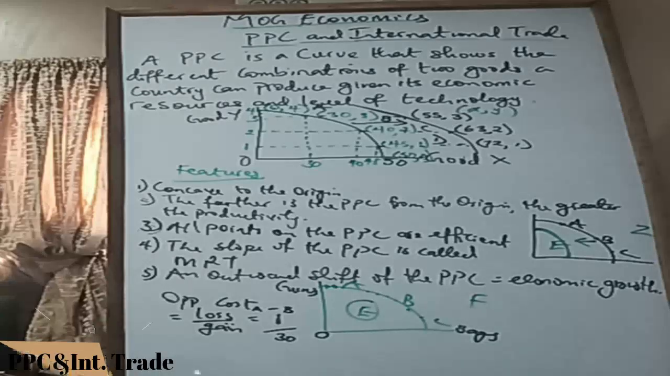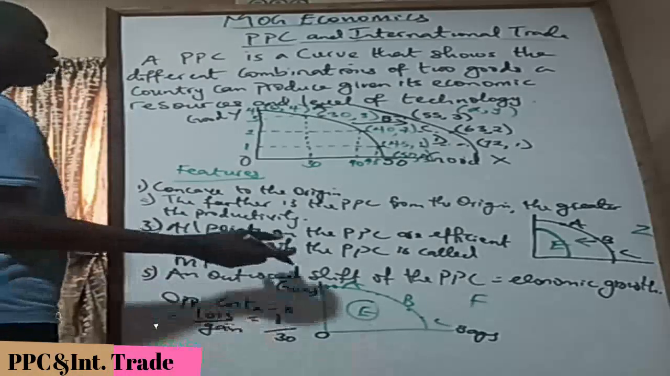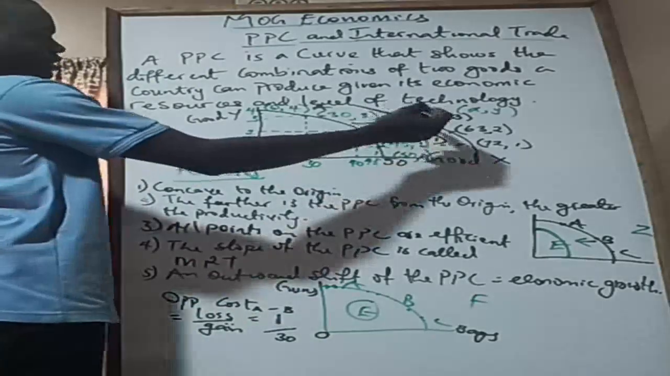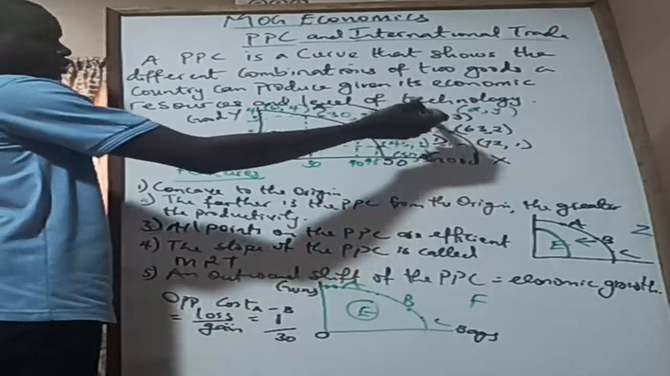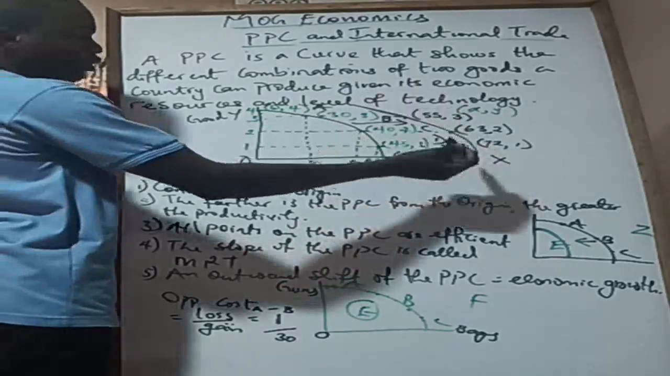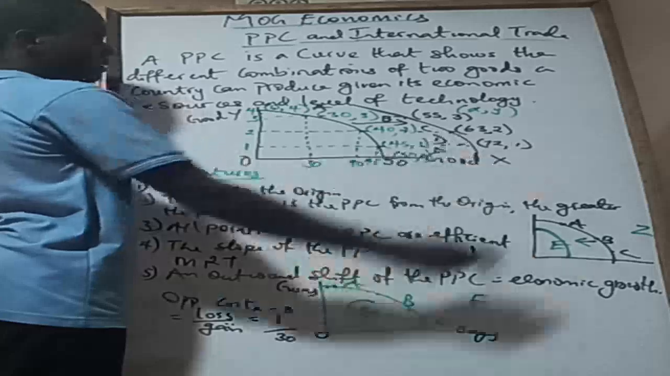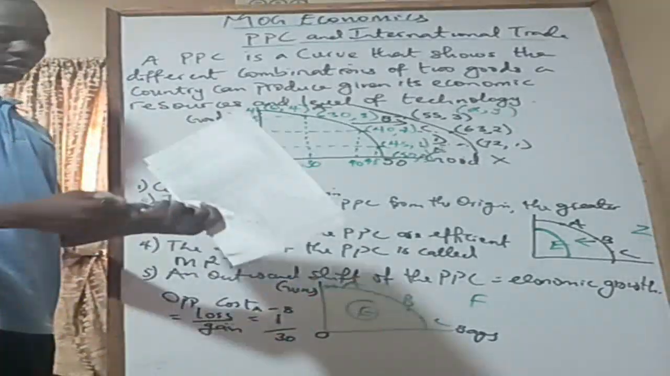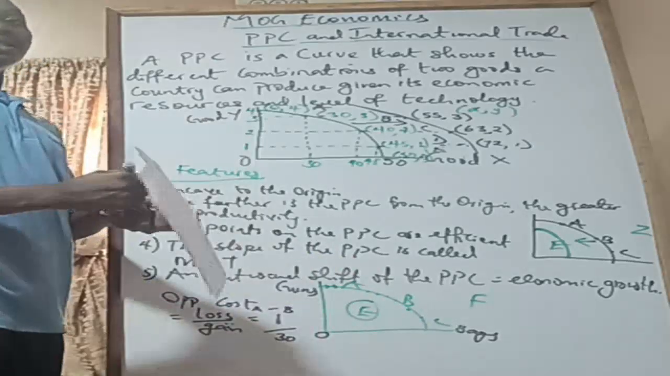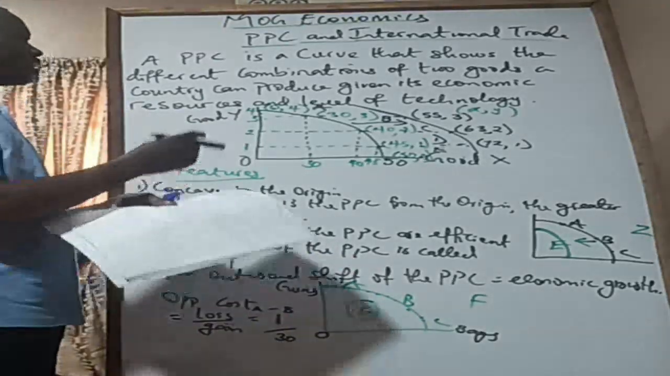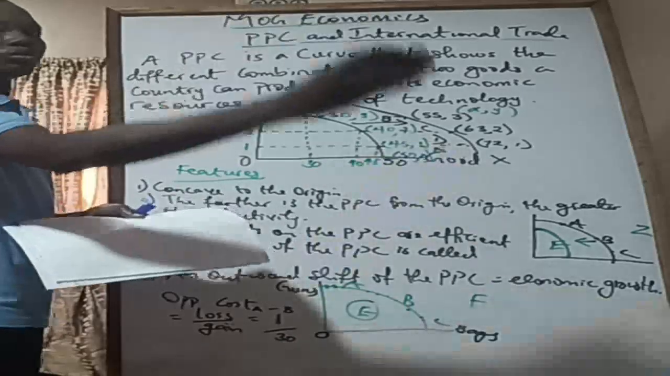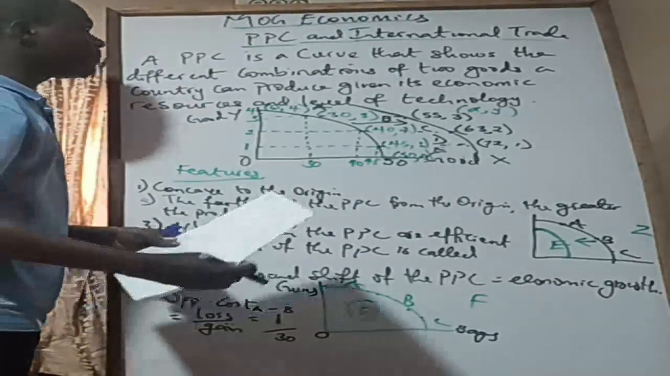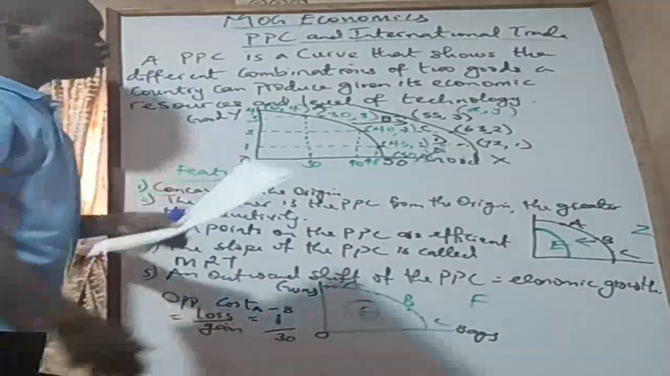All right. Now the opportunity cost of moving from point B to point C, then from point C to point D, then point D to point E. You can calculate that as an assignment and tell me what your observation is. Are you expressing an increase in opportunity cost? You are expressing a decrease in opportunity cost as you move from left to right on the PPC.